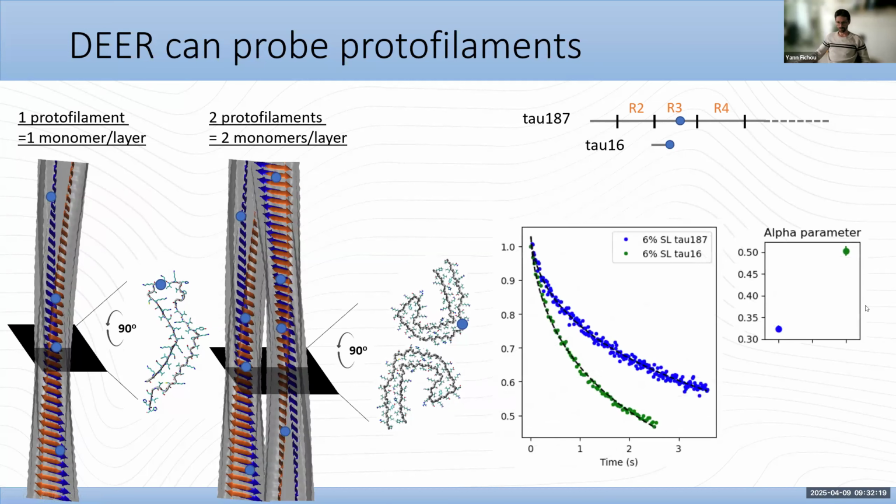So we measured those 2, and this is very nice, because using the same spin dilution, you should expect similar alpha, but here clearly you see an alpha which is much bigger for tau 16, which means that we really demonstrated here that this is a 2-protofilament, while this is only 1 protofilament. So we can really detect the quantity of monomers per layer that we have through this alpha parameter.